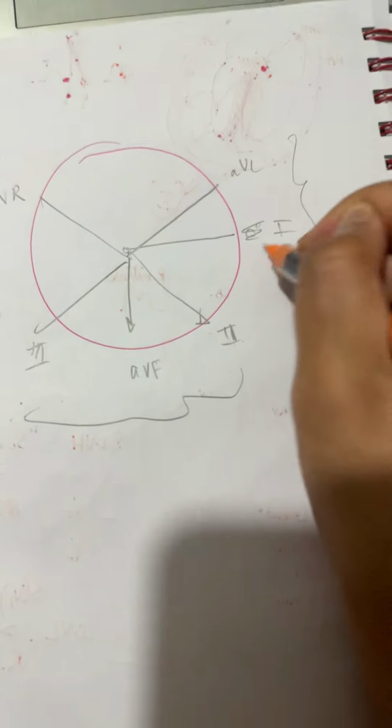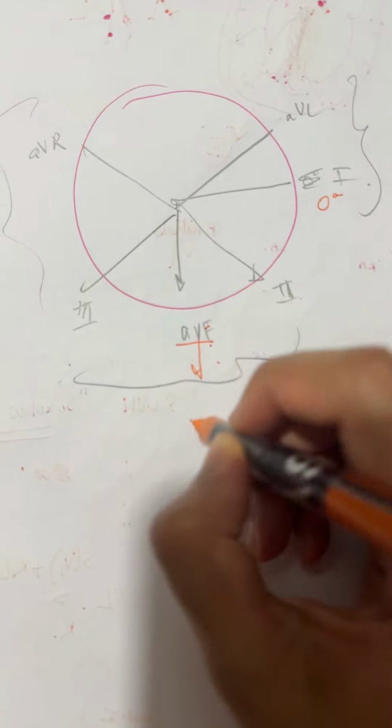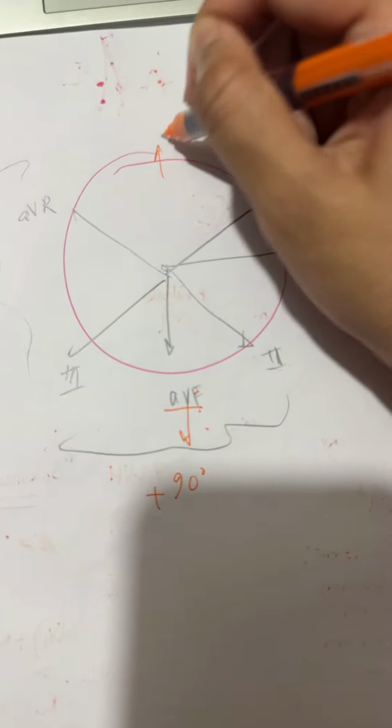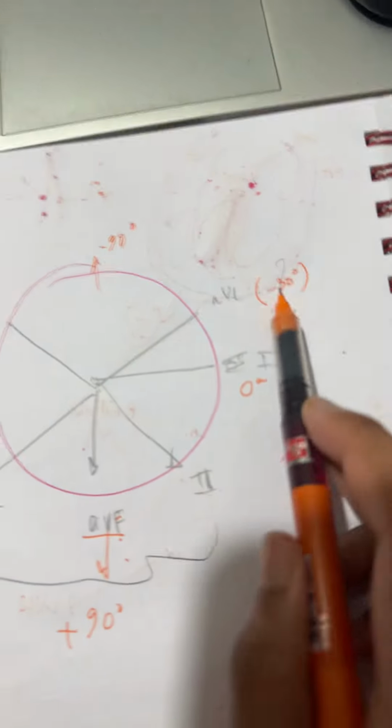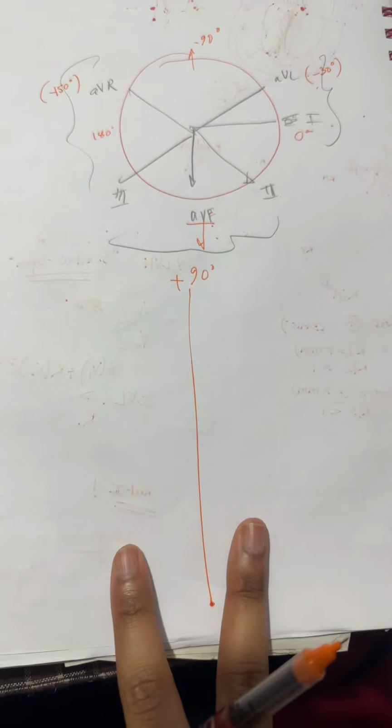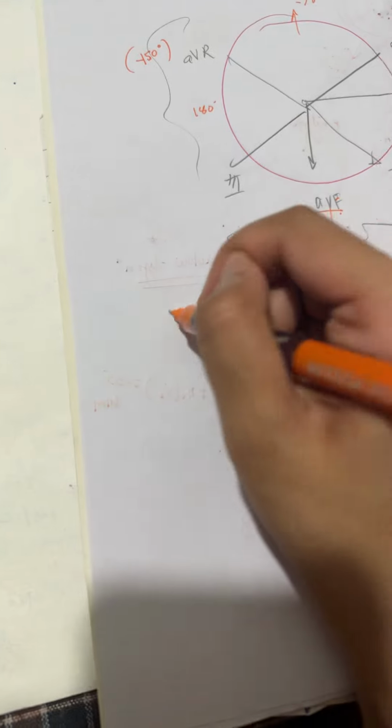Trick for the degrees, this is 0 degrees. Your foot is perpendicular to the ground, so we have plus 90 here. So this is minus 90, 180, and minus 30, minus 150. Now there are two methods for axis interpretation. One is when you are looking only at lead 1 and AVF, only looking at the QRS.